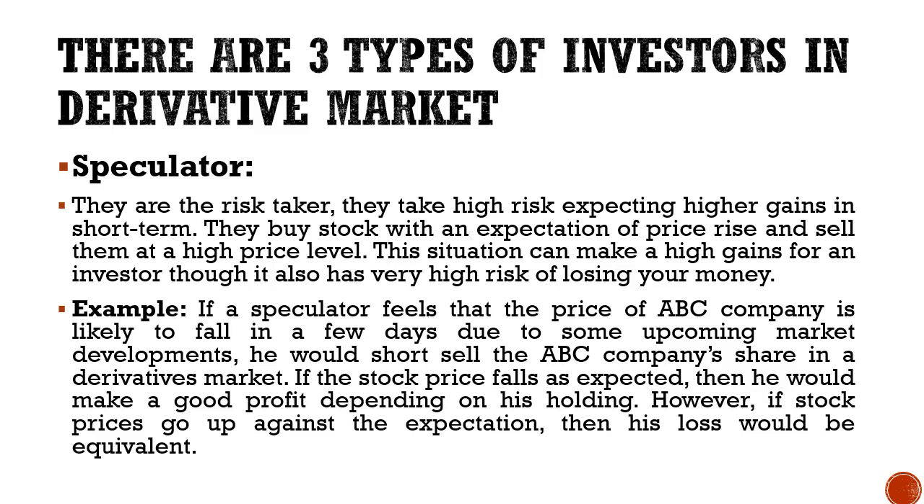So these were the three different types of investors in the derivative market. The first is the arbitrageurs, second are the hedgers, and third are the speculators. Okay, now let us learn what a futures contract is, the very first type of derivative.